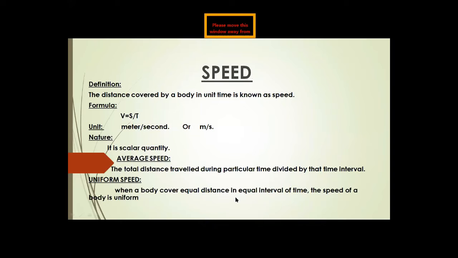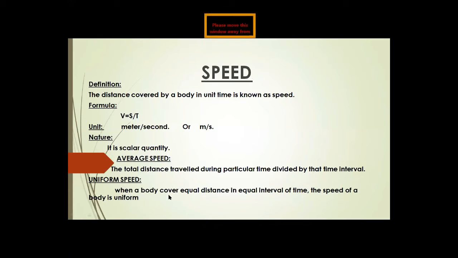Again, I'm repeating the definition of the average speed. Average speed can be defined as the total distance traveled during particular time divided by that time interval. Mean how much distance we have covered, as well as how much time we are taking to cover the distance. So that becomes the average speed.